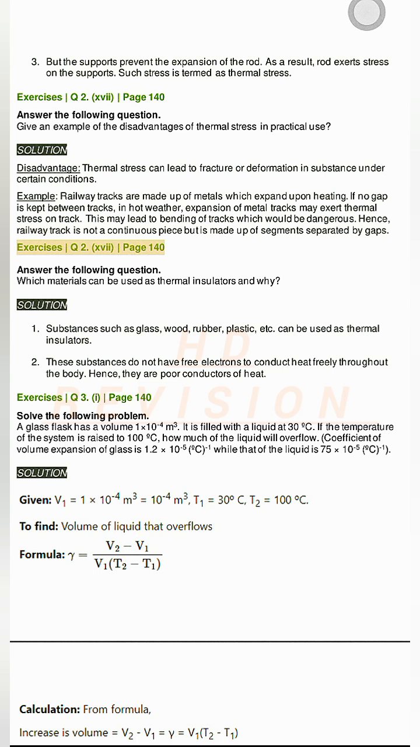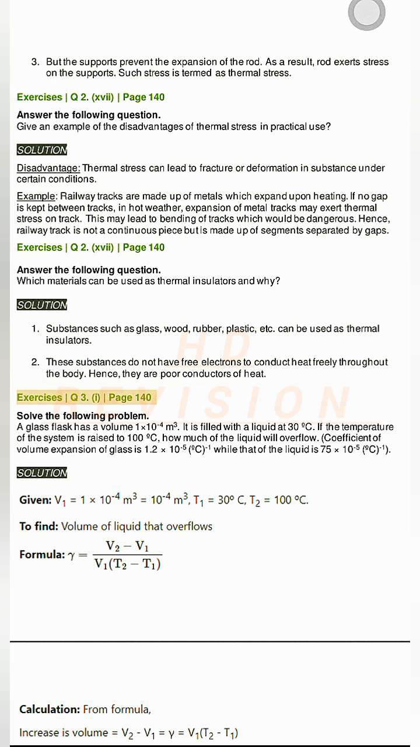Exercises Q2. XVI, page 140. Answer the following question. Which materials can be used as thermal insulators and why? Solution. 1. Substances such as glass, wood, rubber, plastic, etc. can be used as thermal insulators. 2. These substances do not have free electrons to conduct heat freely throughout the body. Hence, they are poor conductors of heat.